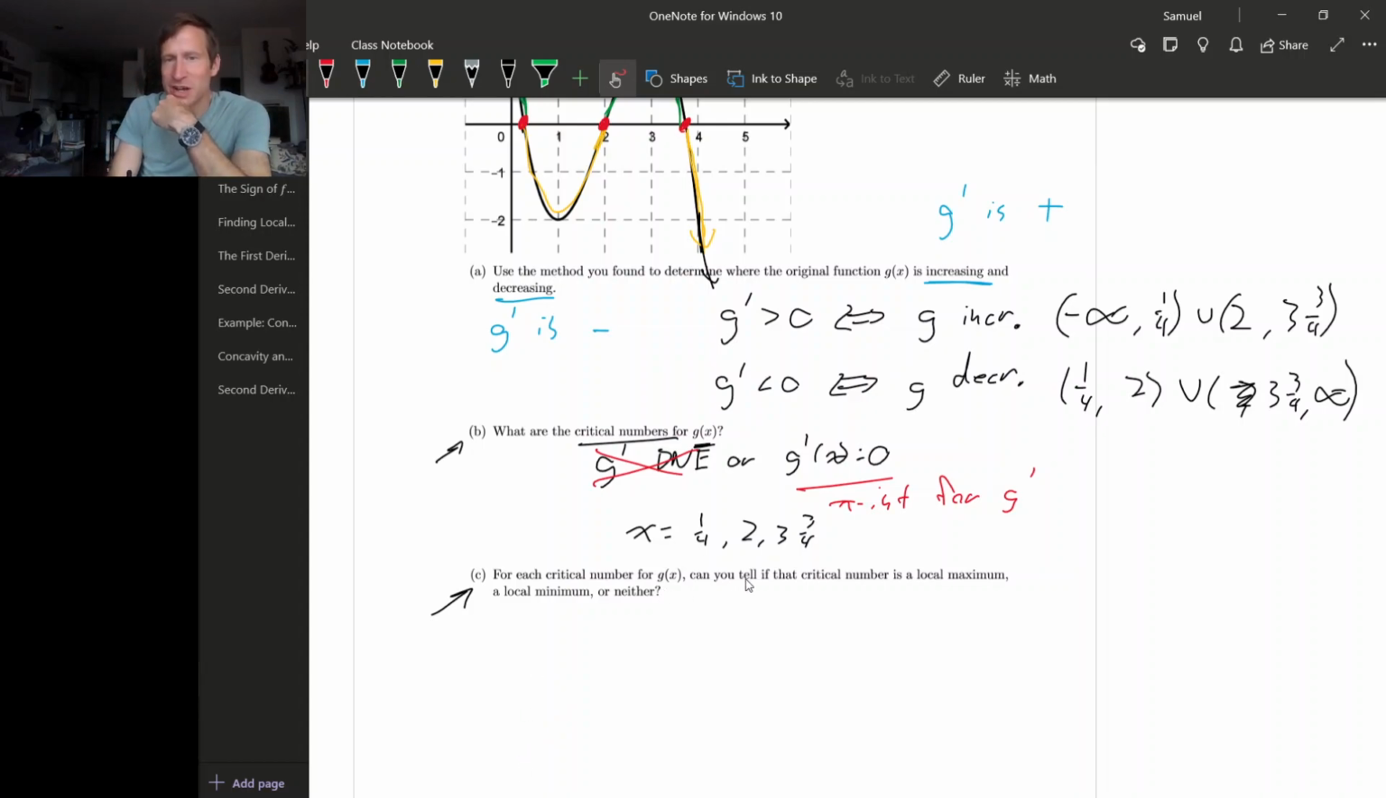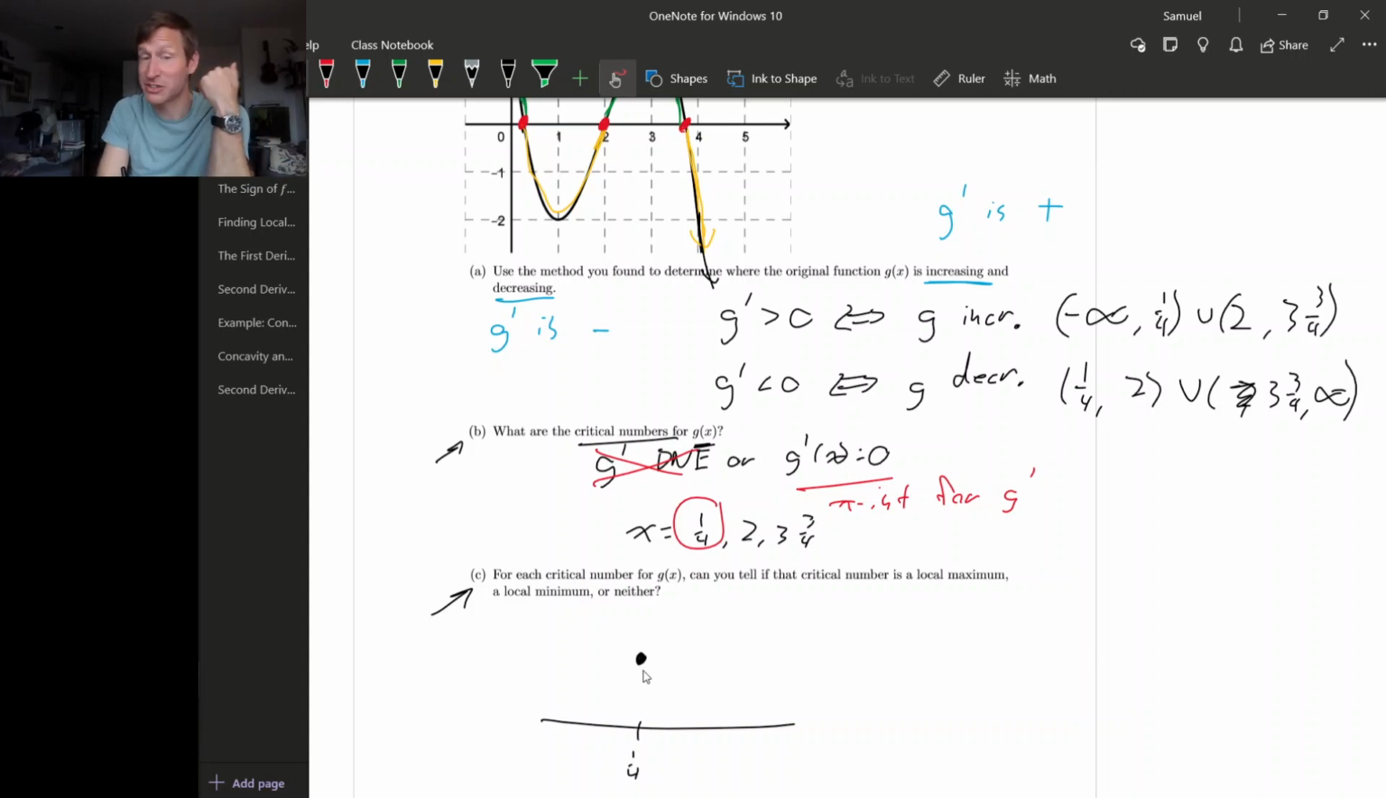For each critical number, can we tell if the critical number is a local maximum, a local minimum, or neither? Well, let's take 1/4 as an example. Now remember, we don't know what the graph of the original function g looks like, but we do know that 1/4 is a critical number. So at the x value 1 over 4, we don't know what the value of the function is, so I'm drawing it as if it's positive because it's above the x-axis, but we don't actually know that. We do know that the slope of the tangent line there is 0 because it's a critical number.